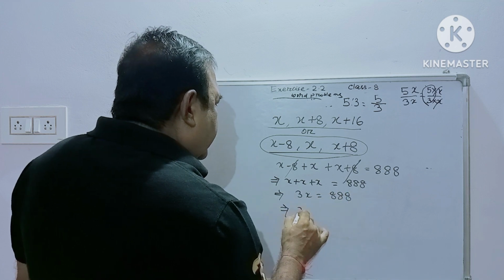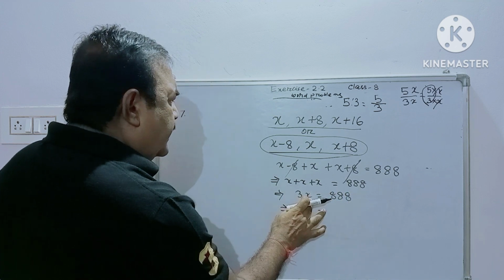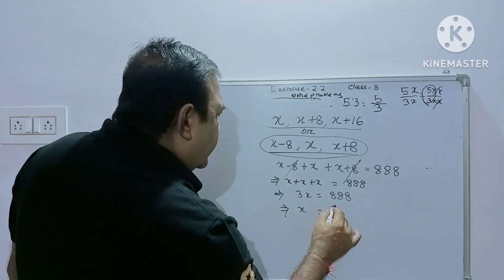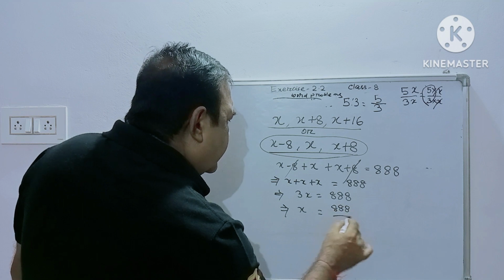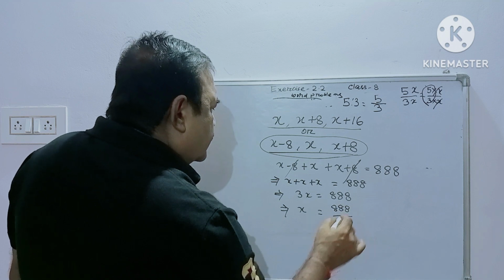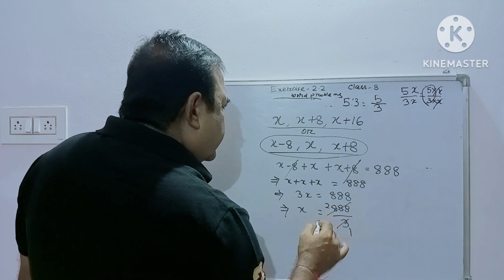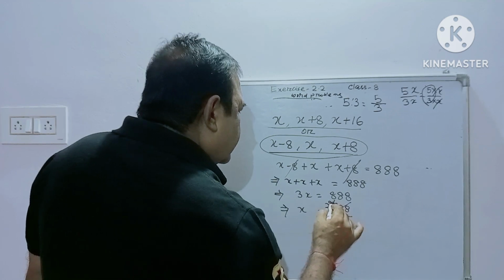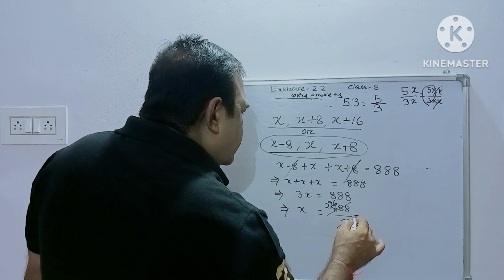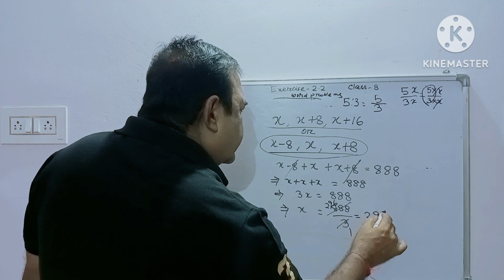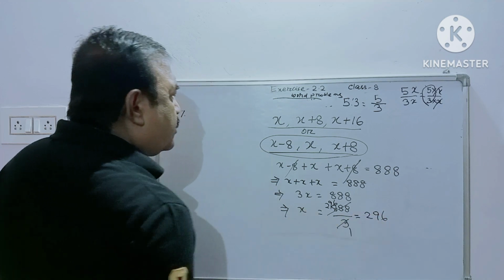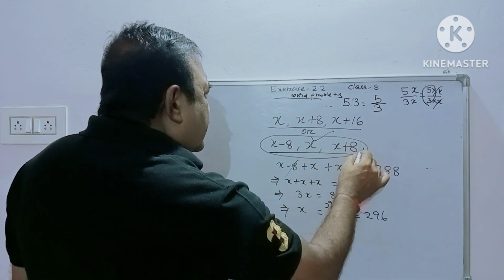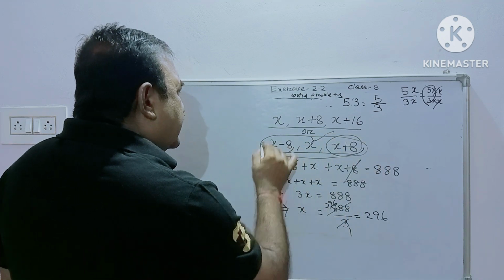That implies what is x? Now 3 is multiplied by x. So what is x? Now 888 divided by 3. So 3 2s are 6, 3 9s are 27, 3 6s are 18. So that is equal to 296. So what is the value of x? 296. I got it.